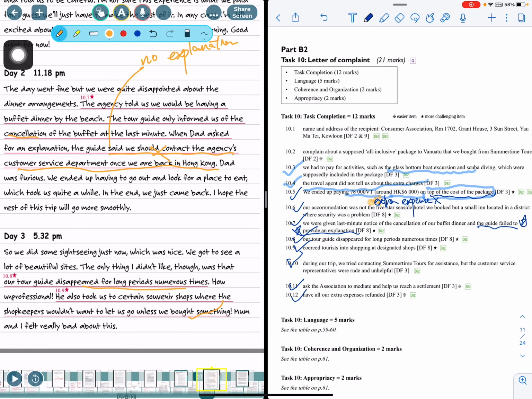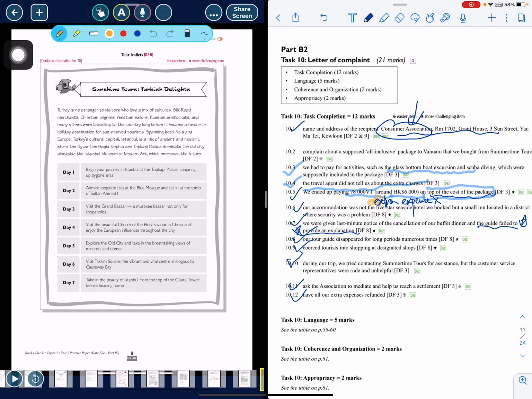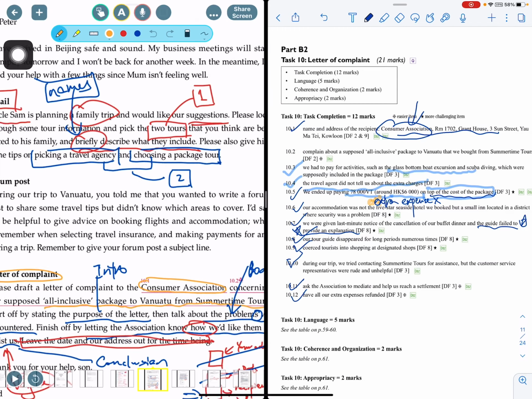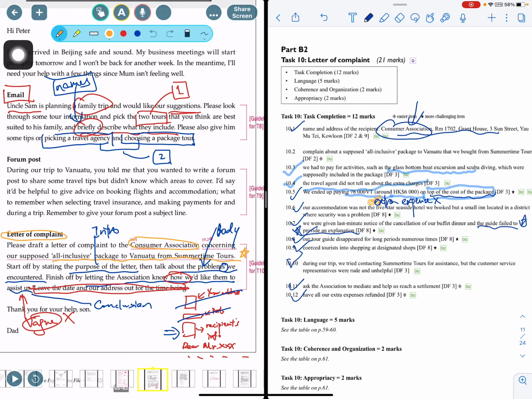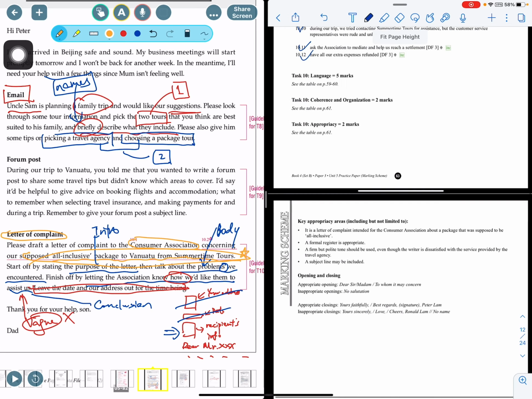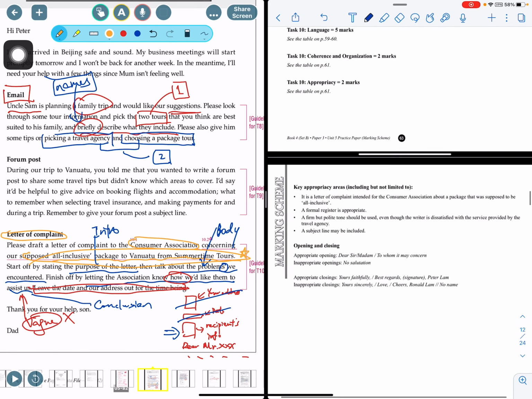So this is 10.9. Okay, so 10.1 already said it is the address at the end, but remember consumer association, so it's 10.1. And then the purpose is actually on the instruction page: you have writing to complain about this all-inclusive package from Vanuatu from Summertime Tours. So basically all the points are there. Okay, all right, so for this part, what are the key things to pay attention to?